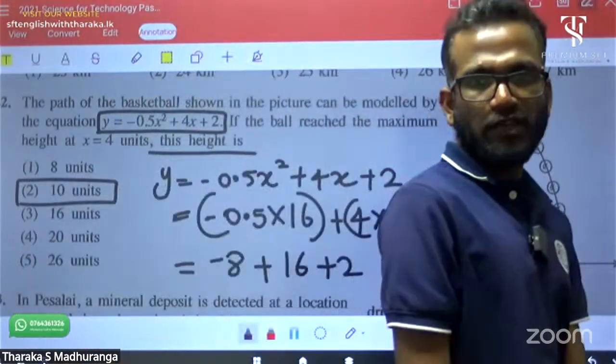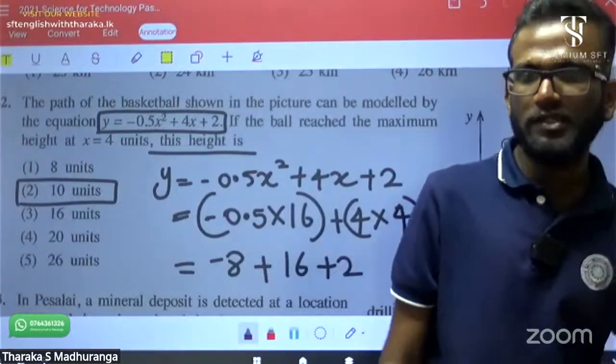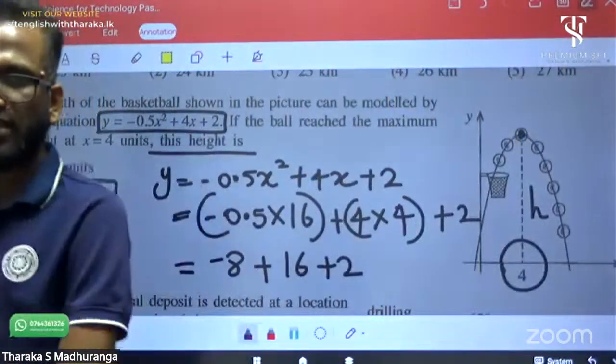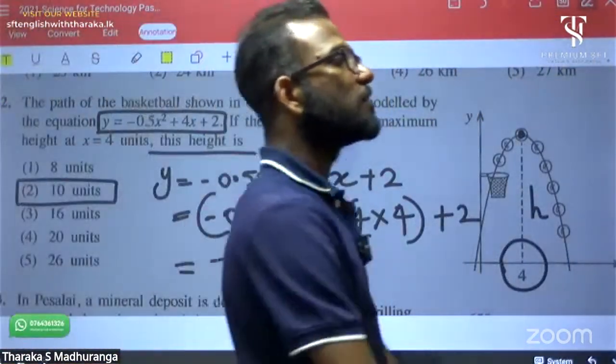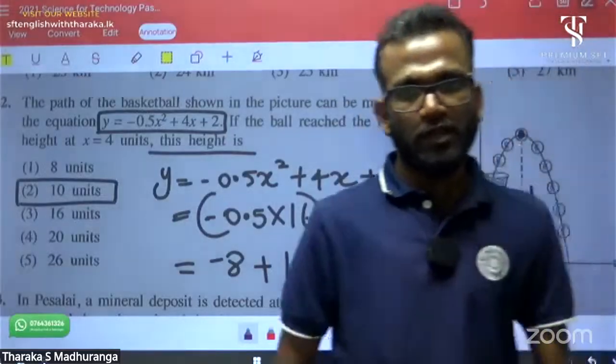Okay, that's the quadratic function past papers completed. Quadratic function lesson completed. With this part, coordinate geometry is also completed.